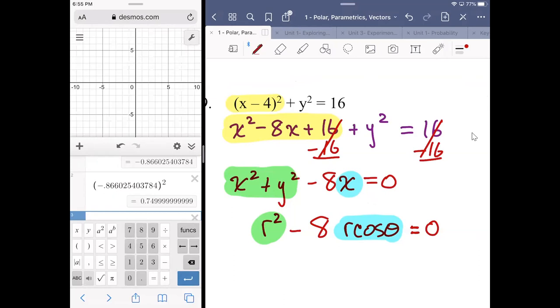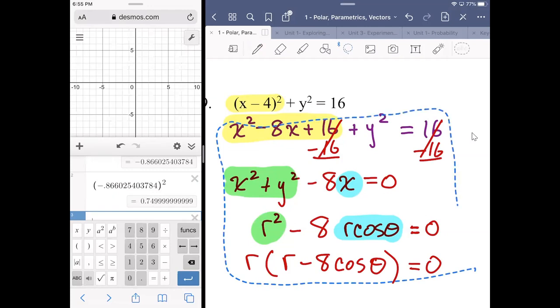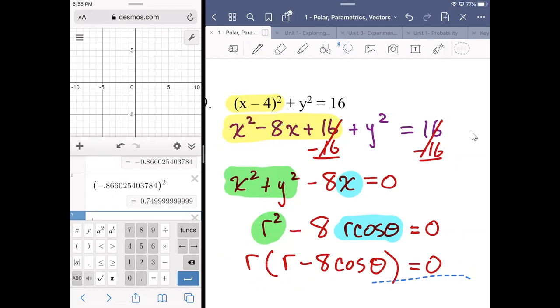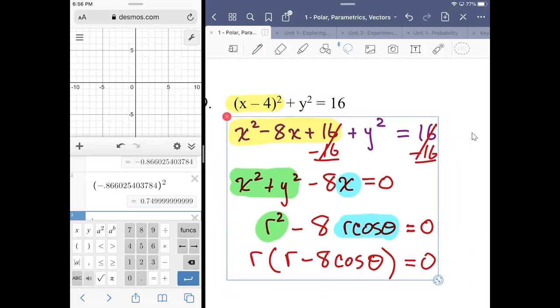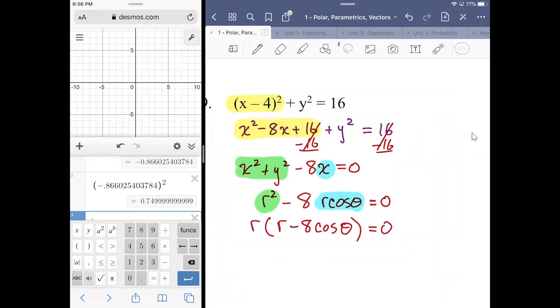So I have a common r and can factor that out. Whether it's in polar form or rectangular form or any other kind of form, when it's quadratic, it's quadratic. If you recognize something as being quadratic, quadratic techniques would apply. So what would I do if I had a quadratic equation? I would factor, then set each factor equal to 0, then solve. So that's what I'm going to do here. I'd have r equals 0 and r minus 8 cosine theta is equal to 0.